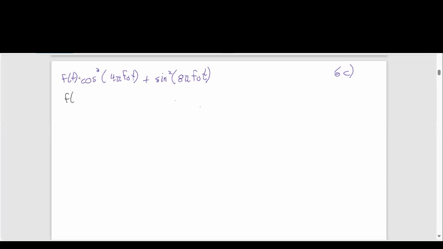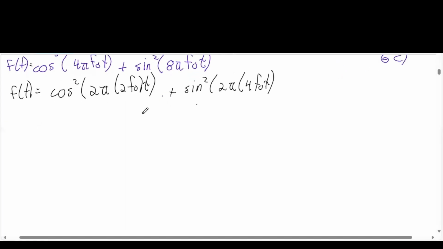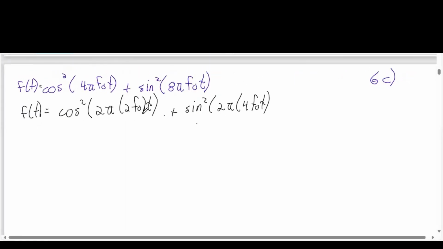Factorize the 2 first. So cos square, factorize the 2, so it'll be 2 pi 2 f naught t. Then you have plus sine square 2 pi, and that is 4 f naught t. So now we need to get rid of the squares. To do that, we need to use compound angles. My advice: make sure you memorize the compound angles, because that is your best bet at getting rid of powers.